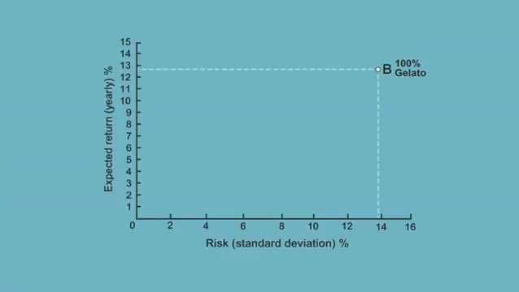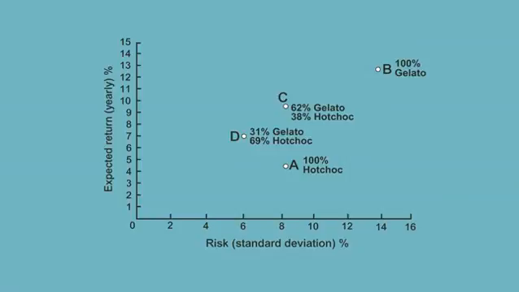The example of Gelato and Hot Choc provides a very good illustration of the risk-return trade-off. Hot Choc is safe, but has a low return. Gelato is riskier, but has a higher return. If an investor wants to get high returns, then they have to take on higher risk. That's where portfolio theory comes in. Using portfolio theory, you can identify the best balance of shares in your investment portfolio to either reduce risk or maximize returns.